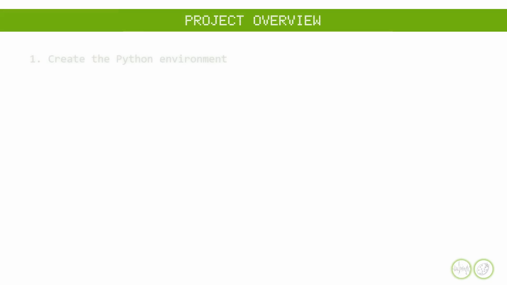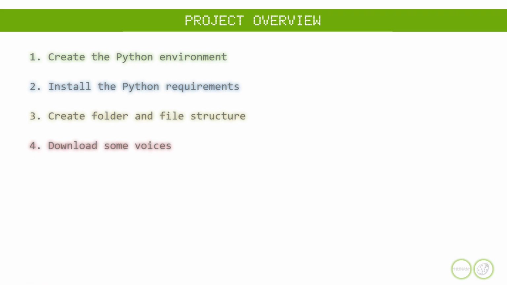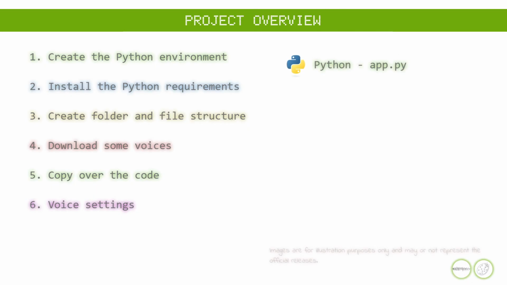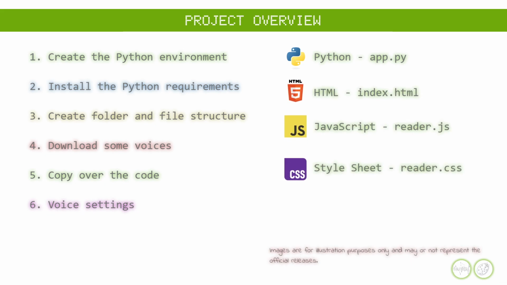Firstly, we'll set up our Python environment and install the Python requirements for the project. Next, we'll create the project folder and file structure. Then, we'll download some voices. We'll start copying over code, and with each step, we'll test the app in the browser. Right at the end, we'll explore the source of the voice settings a little more. We'll be inserting code to 4 files: app.py, index.html, reader.js and reader.css.